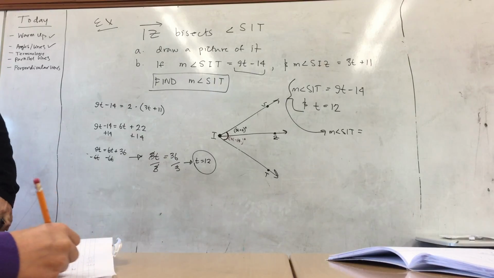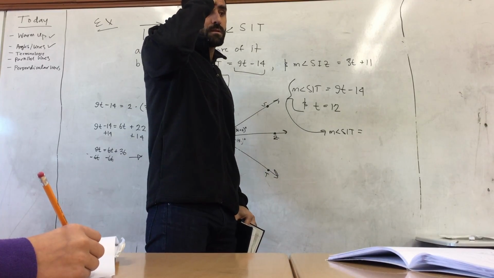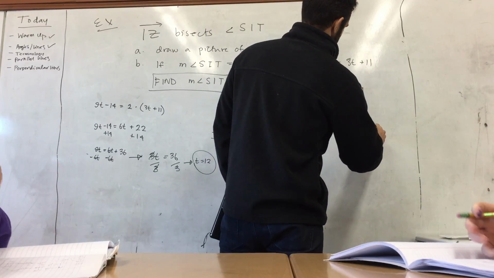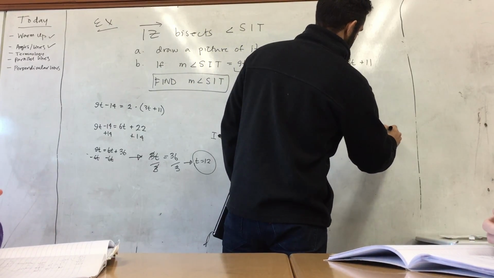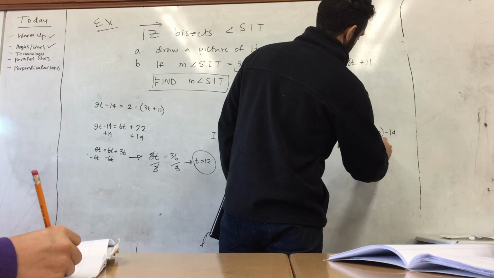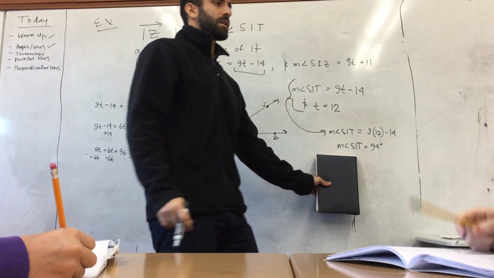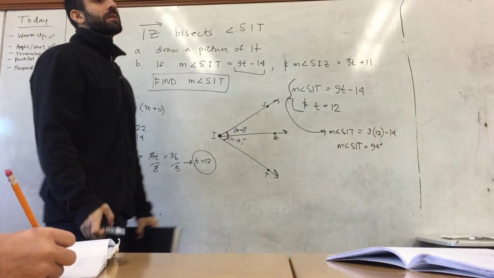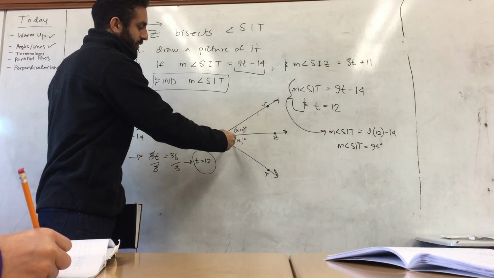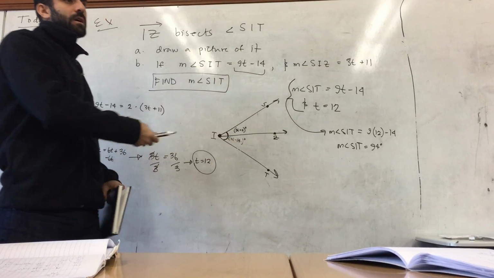Did you do it? What did you guys get for plugging T in? I wasn't exactly sure. 94 degrees and then 47 degrees. I got 94 and 47. 9 times 12 minus 14 is 94. 94 divided by 2 is 47. The measure of angle SIT is 94. That's all I'm asking for. Iris, did you get that? Tamara, did you get that? I want to make sure you get it on your own, that you can go through this entire thing: solve for the variable, put the value for the variable back in, and then get the angle.